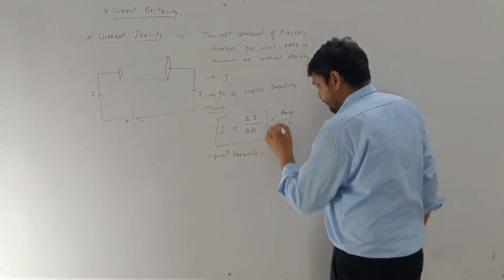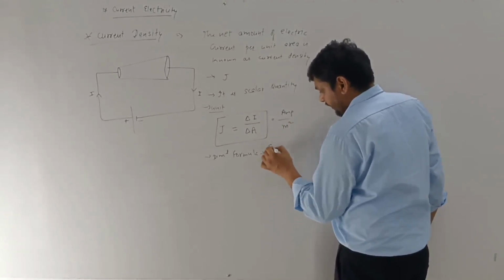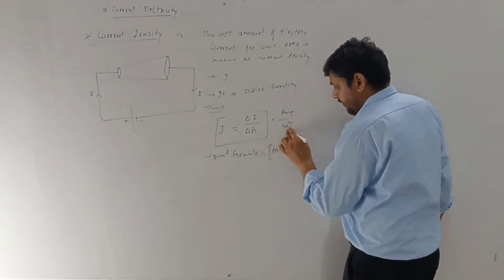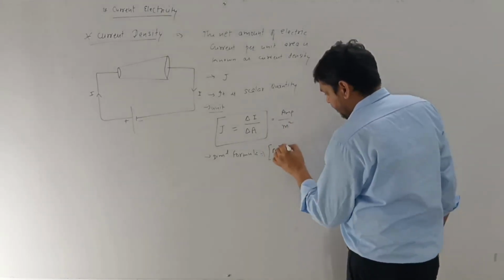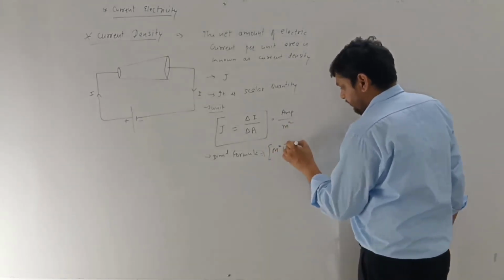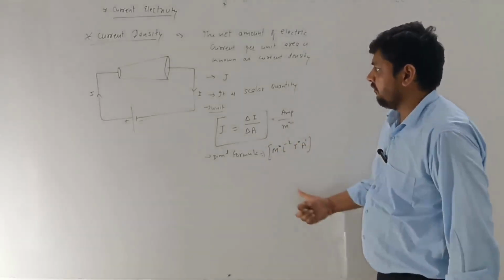The mass dimension is M^0, so M^0 L^-2 T^0 A^1. This is the dimensional formula of this quantity.